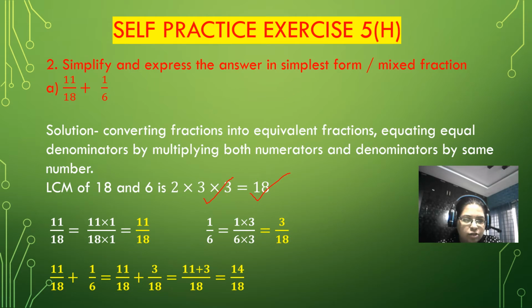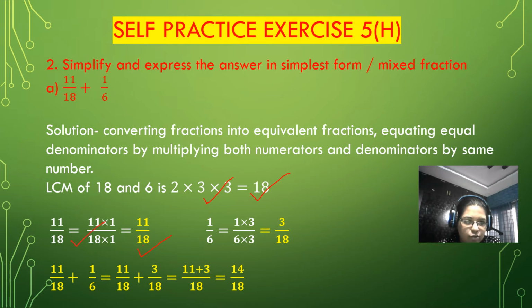Now we have to convert the fraction 11 divided by 18 into an equivalent fraction with denominator equal to 18. We know denominator 18 multiplied with 1 is 18, which is equal to the LCM of 18 and 6. So multiply the same number 1 with both numerator and denominator of 11 divided by 18. Multiply the numerator 11 with 1, we get 11, and multiply the denominator 18 with 1, we get 18. So we get 11 divided by 18, which is the equivalent fraction.